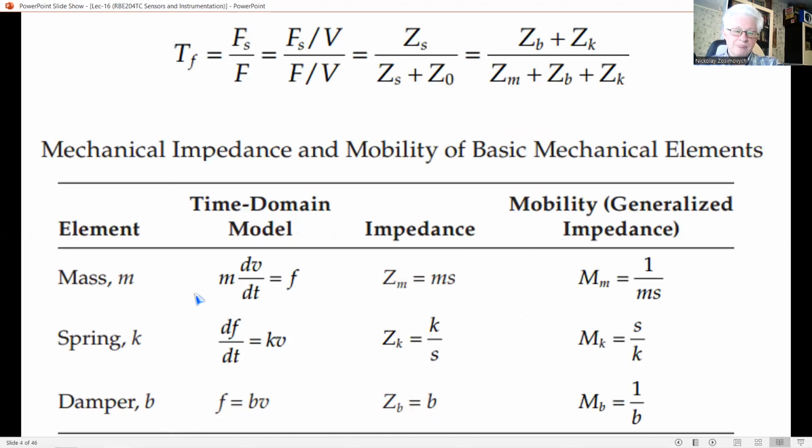In this circuit, the impedances of the basic elements are: Z sub M equals Ms, or Mj omega. Z sub B equals simply B. Z sub K is K over s, or K over j omega, right? So all of these, mass, spring, and damper, we may transform, according to the time domain model, into their impedance and mobility.